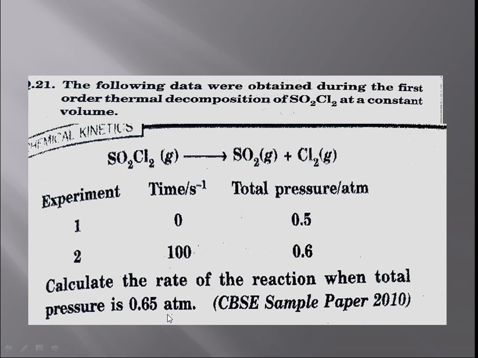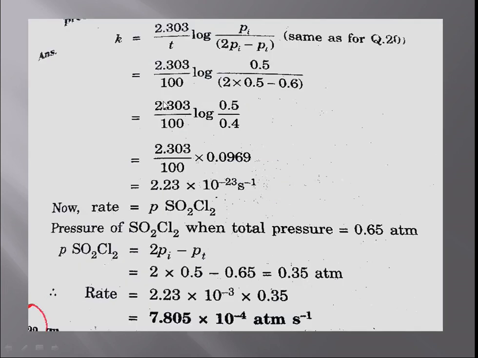Now how can we solve this question? Now this is the solution. We know that k1 is equal to 2.303 upon t log Pi upon 2Pi minus Pt. So here time will be 100 seconds, Pi, the initial pressure, is 0.5. So 2Pi is 2 into 0.5, and Pt, that has been given in experiment number 2, is 0.6. Don't need to write 0.65 right now.